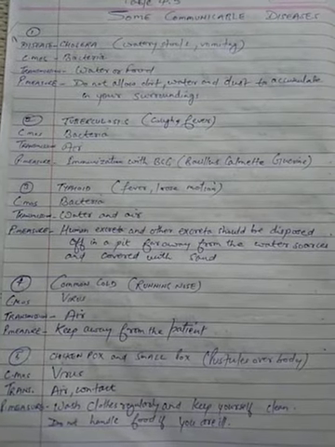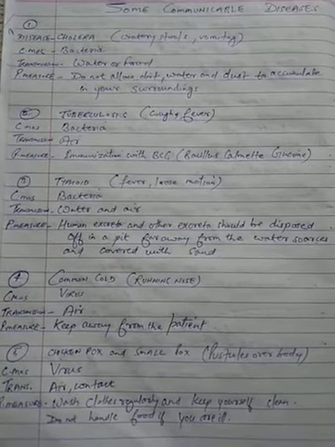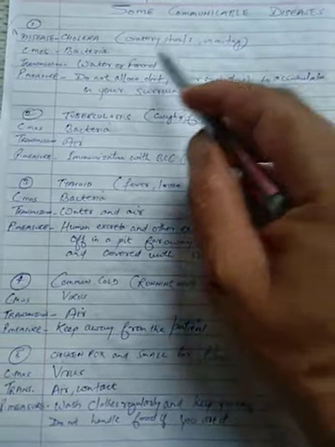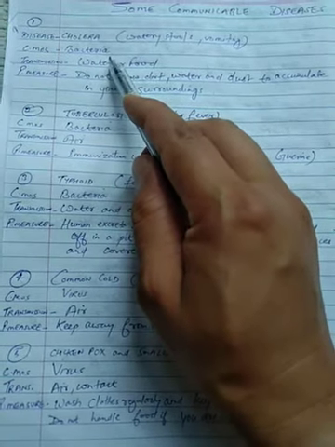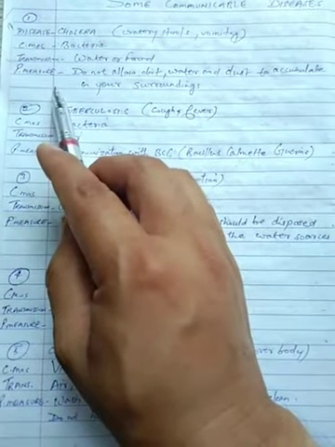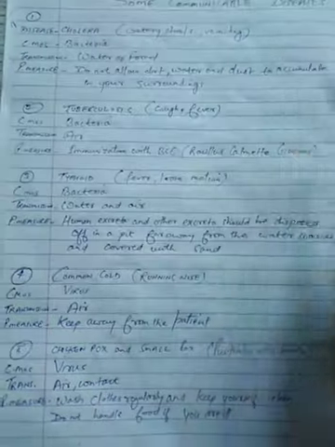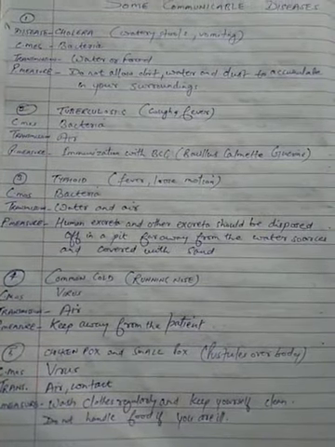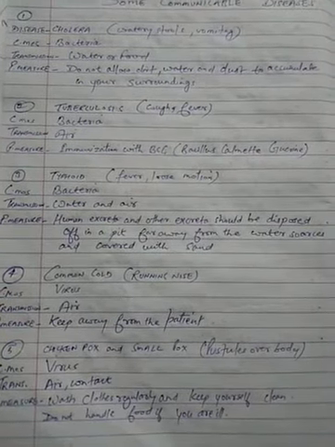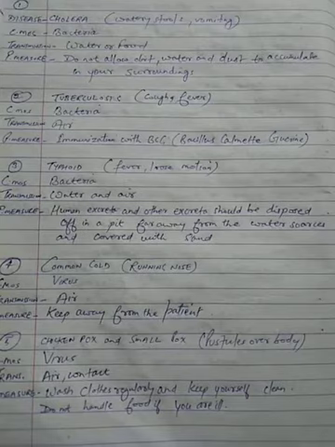So first disease is cholera. What happens in cholera? There is passage of watery stool and vomiting. Watery stool means loose motions. Okay. So causative microorganism is bacteria. How is it transmitted? Through water or food. Preventive measures: do not allow dirt, water and dust to accumulate in your surroundings. Means you have to keep your surroundings clean and make sure that dust, dirt and stagnant water do not accumulate in your surroundings.